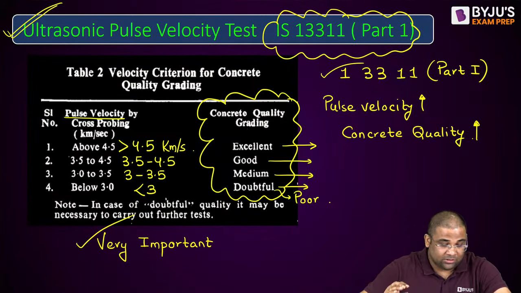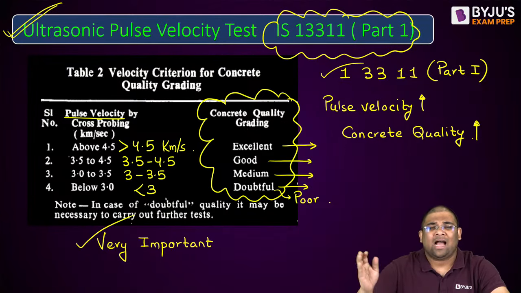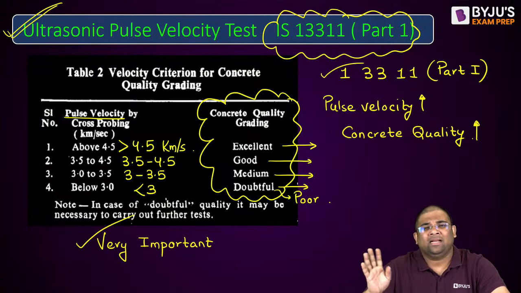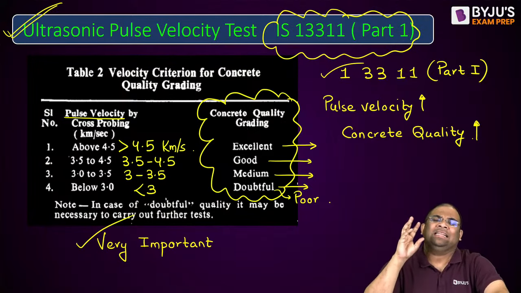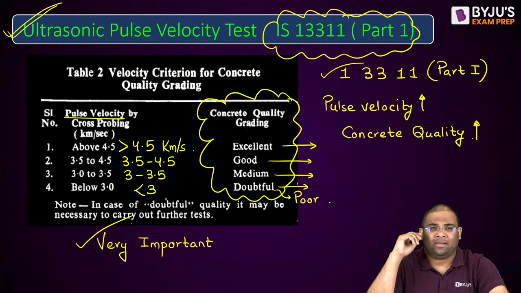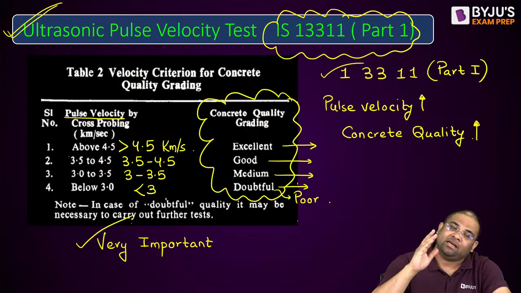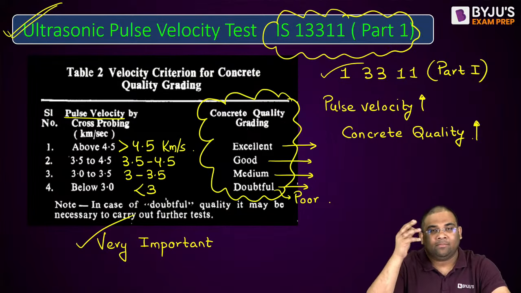But many times what students do is that they refer to websites. And why refer to websites? There is an IS code there, na? Be an engineer, open the code. Website, is there any authenticity guarantee of that website? Tell me now. Is there any guarantee of the authenticity of whatever they are claiming? It might be correct, it might not be correct. So therefore you have to refer to the IS code.